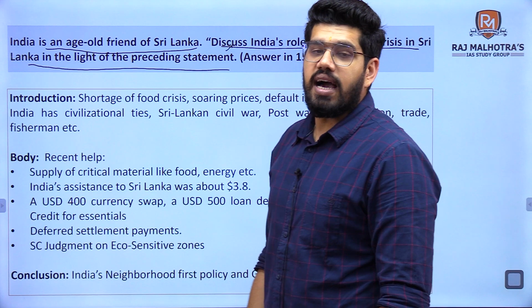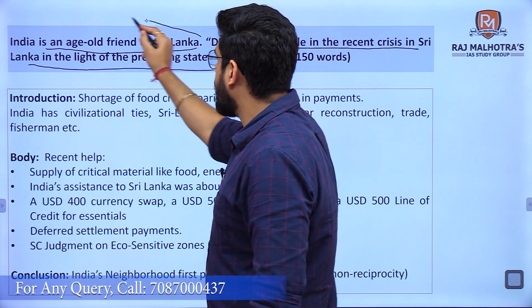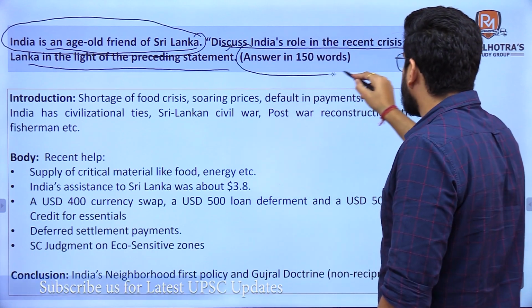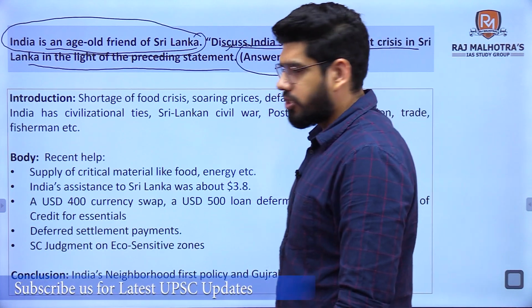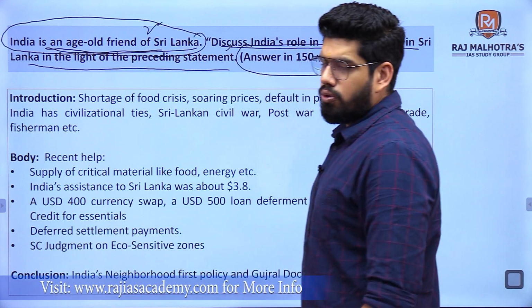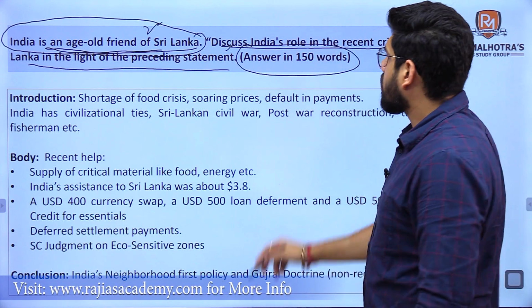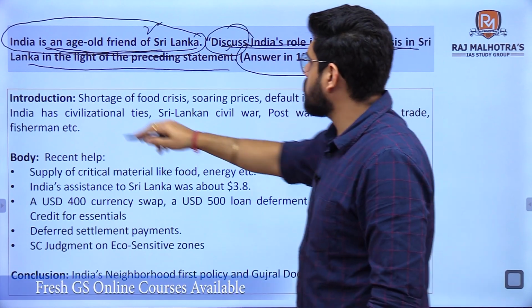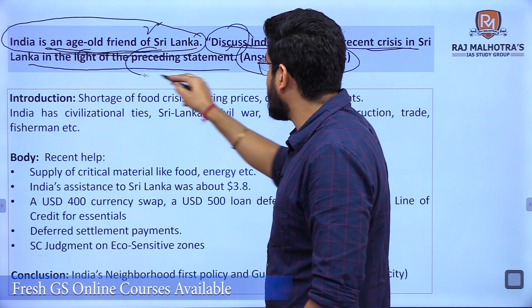So what is the statement? The statement is: India is an age-old friend of Sri Lanka. This question had to be answered in 10 marks, that is 150 words. So it says that India is an age-old friend of Sri Lanka. Now as you can see, the question is related to discussing India's role in the recent crisis in Sri Lanka in the light of the preceding statement.